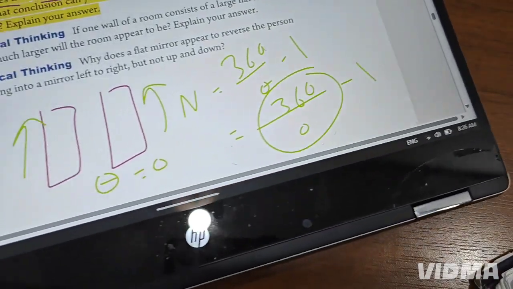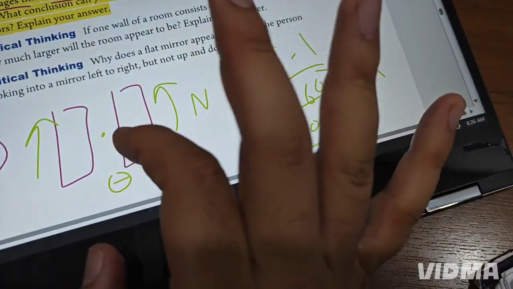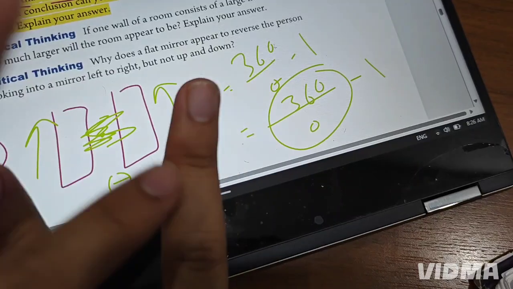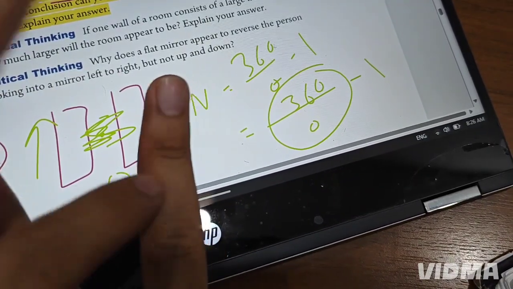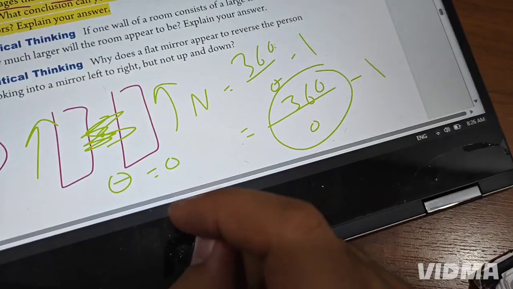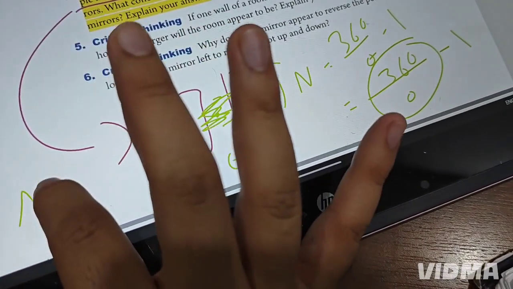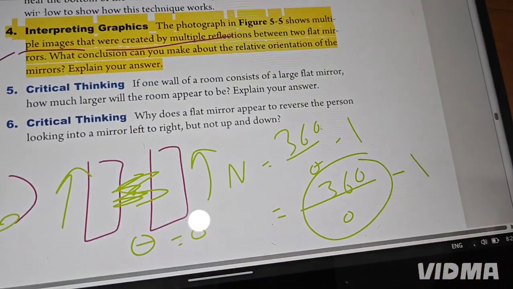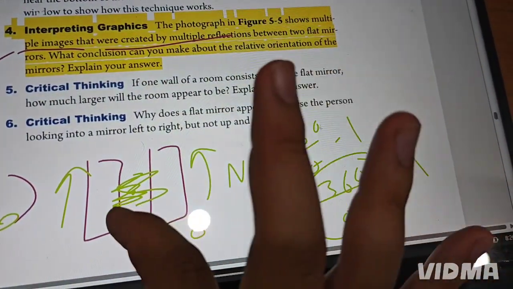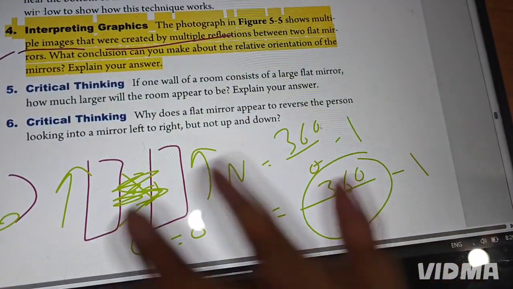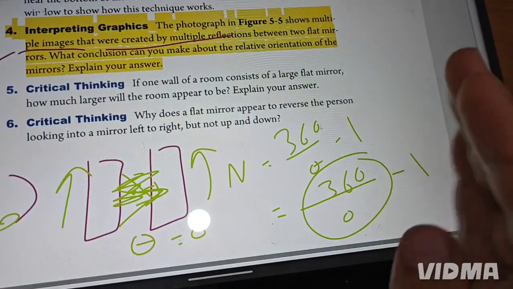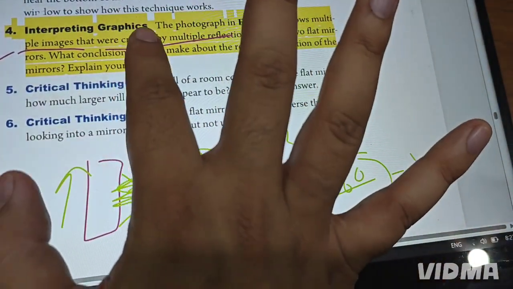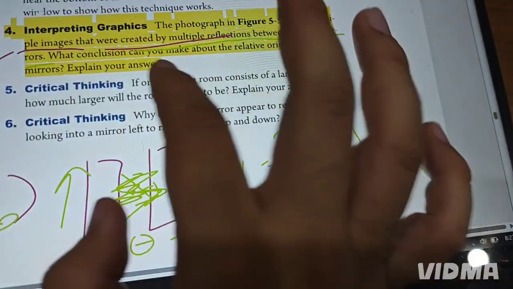So if we put an object in here, for example, we get multiple reflection. When we have two mirrors put in front of each other, because the angle between them is 0, the number n of images becomes infinity. There are a lot of images, we cannot count them. That's why in here it is written multiple reflection. We cannot even count them because the mirrors are placed parallel. So yes, we have infinite images created by multiple reflection between two flat mirrors. What conclusion?